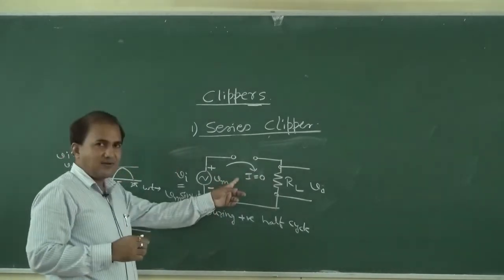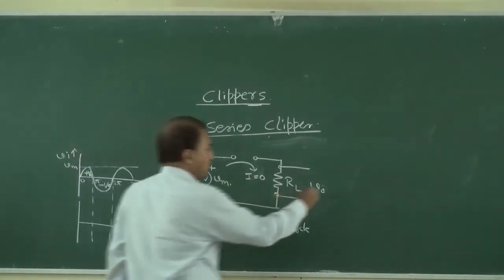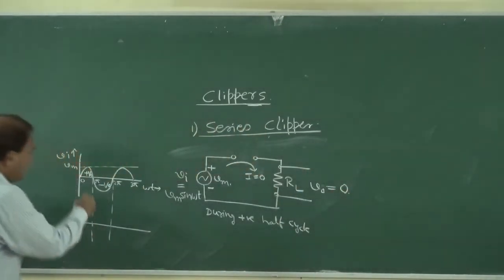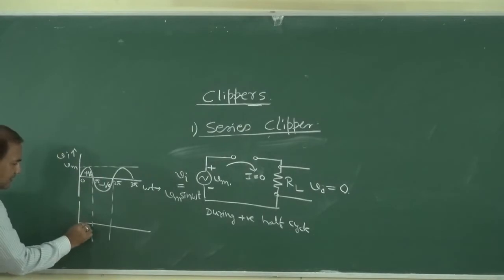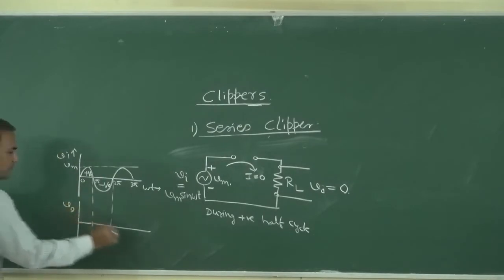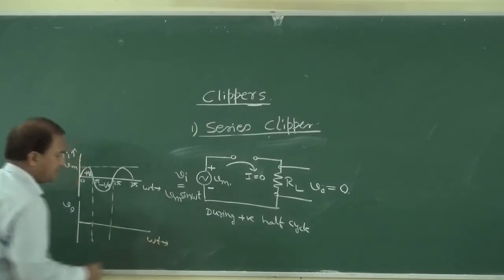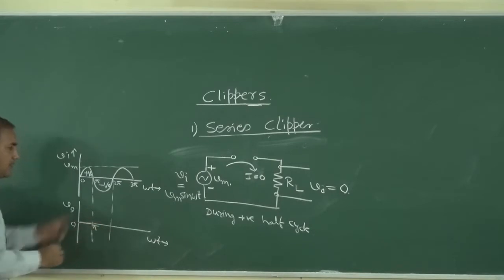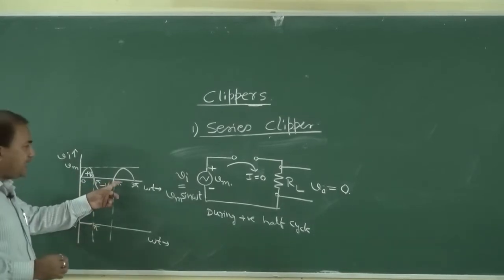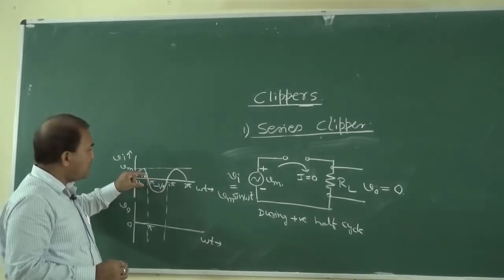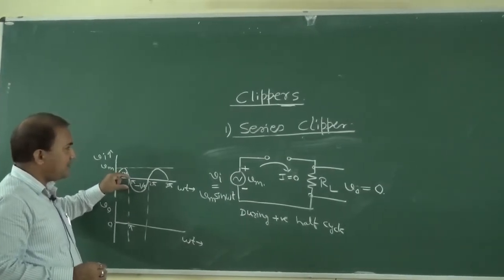So if I is equal to 0, what will happen? V output is equal to 0. So during this interval, it is equal to 0. So this is the V output versus omega t graph. Now we will see from pi to 2 pi, this is for the negative half cycle. So for the negative half cycle, we will see.